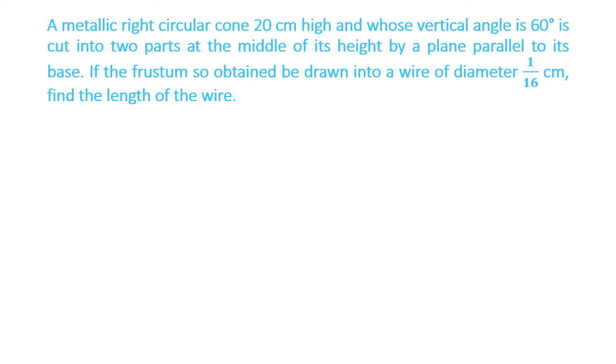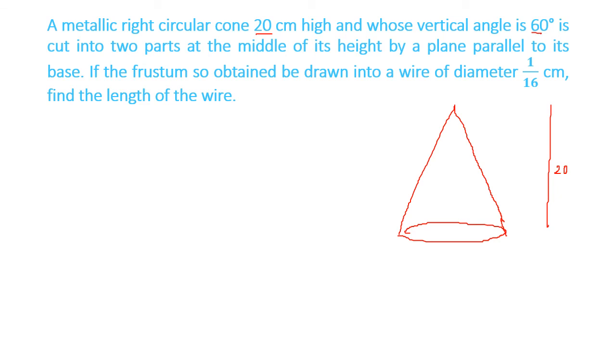Okay, so we have a metallic circular cone of height 20 centimeter. So draw the cone; the total height is 20 centimeter and the vertical angle is 60. It is cut in two parts from the middle. So from the middle I cut it. So now this top part is 10 and the height of the frustum h is also 10.